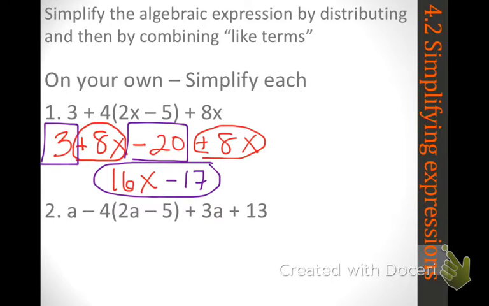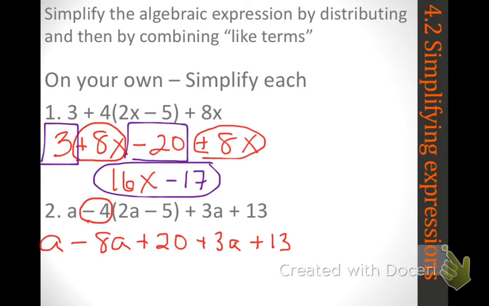Okay, example 2. I'm going to bring the a down. I'm going to distribute the negative 4. Got to be so careful with those negatives. That's going to give me minus 8a. Negative times negative is going to give me plus 20. Bring the plus 3a plus 13 down.